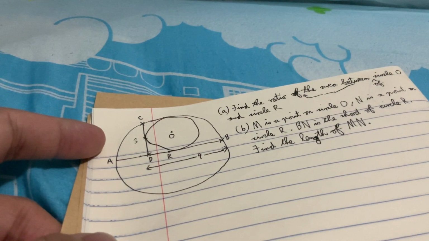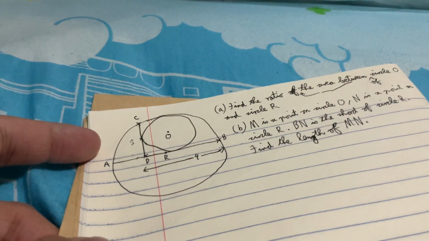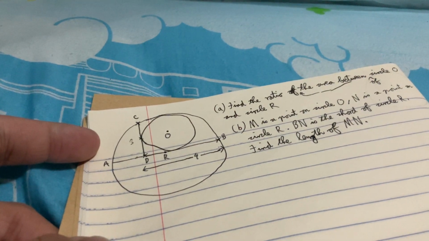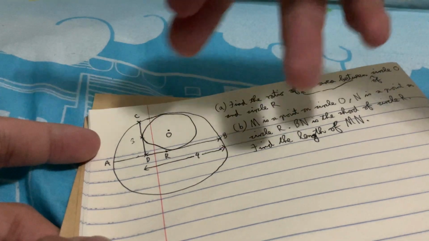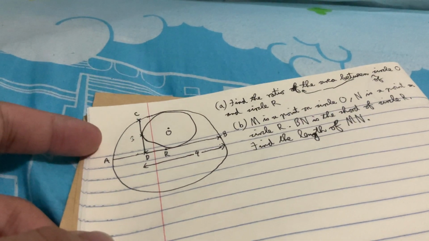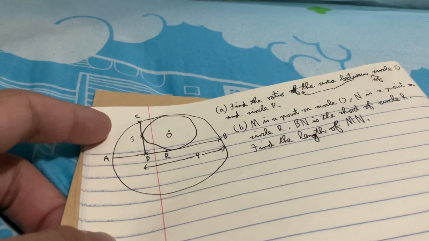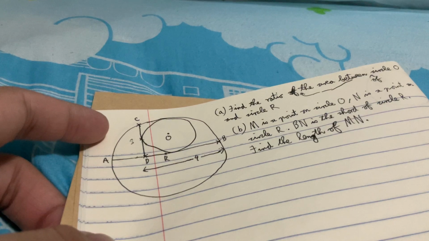First things first, we need to know the radius of both of them, right? If we want to find the ratio, we need to find both radii first. So how can we do that? First, we are going to find the radius of the circle R. And what should we do?